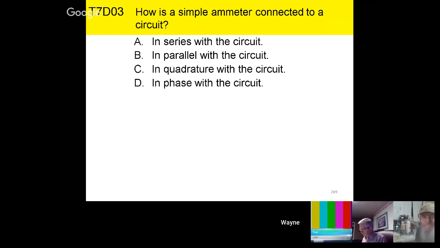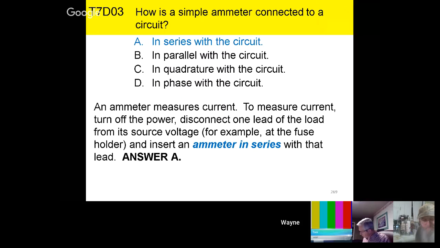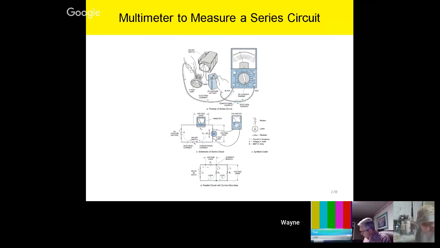Good deal. All right. So at any rate, that's what we would do. Connect the ammeter in series. Answer is A. And that tells you exactly how to do it. Turn off the power or disconnect the power and put your meter in there.